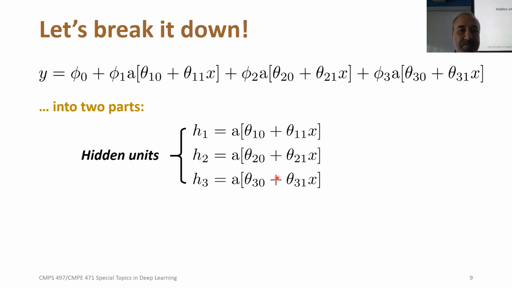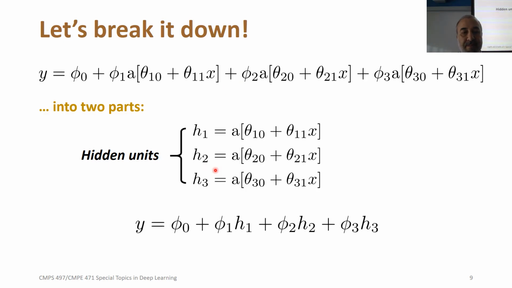Okay, we call the first H1, H2, H3. These are the hidden units. And then if we now plug in H1 and H2 and H3 in the original function, we'll get this. So now we have phi 1 multiplied by H1 plus phi 2 multiplied by H2 plus phi 3 multiplied by H3 plus phi 0. So it's like we are scaling the values of the hidden units, right? Adding them together and adding another parameter, another value.